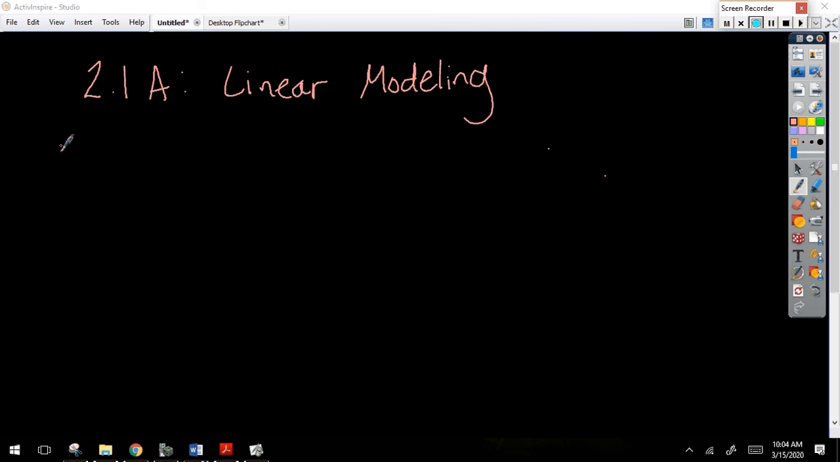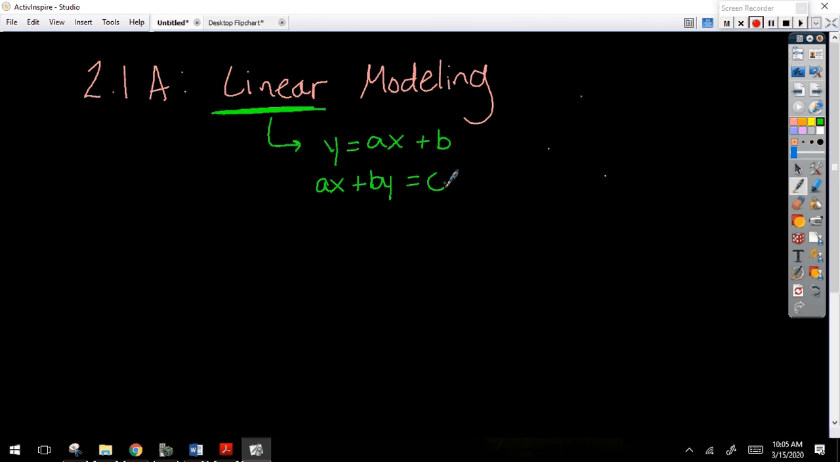Let's first define what we're talking about, linear modeling. And in the next lesson, we'll move on to some quadratic modeling. But for right now, let's talk about linear modeling. And so let's define what it means to be linear. Okay, linear means that I can write the equation in the form of y equals ax plus b, right? A lot of you remember mx plus b, or I can write ax plus by equals c in standard form.